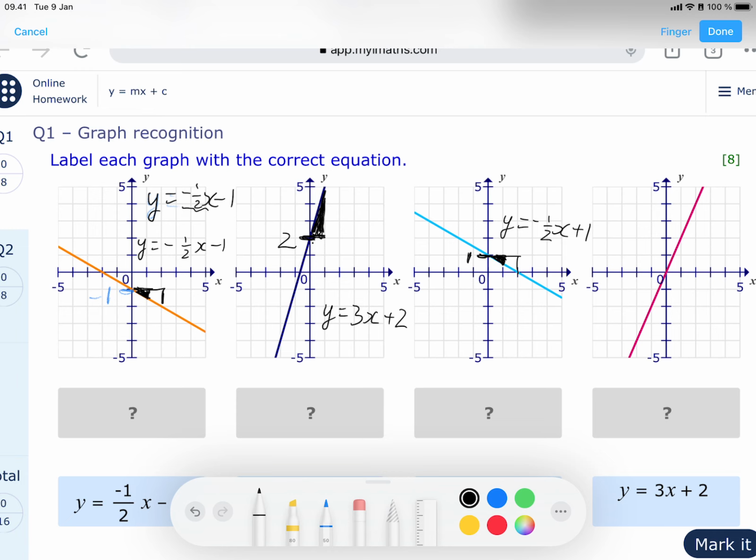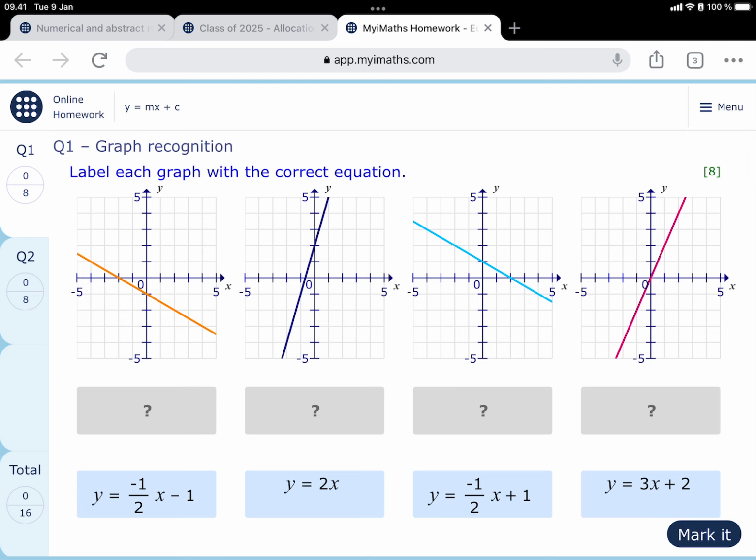And then the last one, it's cutting at 0. And then for every 1 across, it's going up by 2. So the equation is y equals 2x, because the gradient is 2. For every 1 across, it's going up by 2. And then plus 0, because it's cutting at 0. So that might just as well not be there at all. So y equals 2x. So let's just drag those into place.